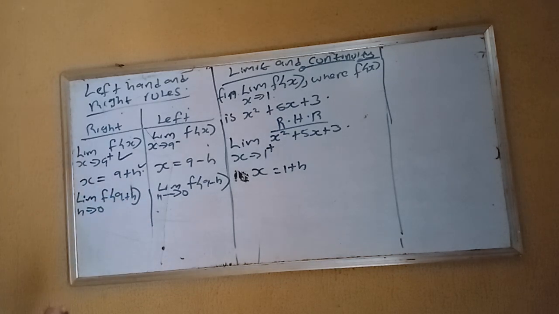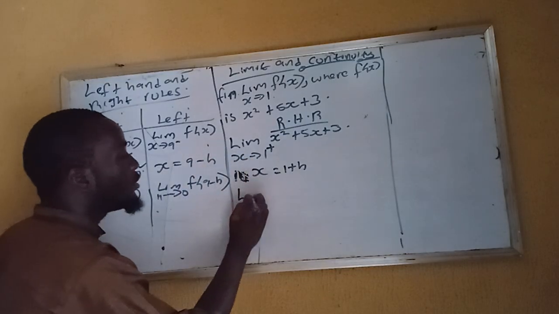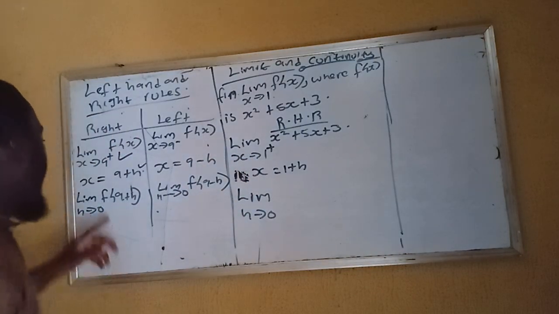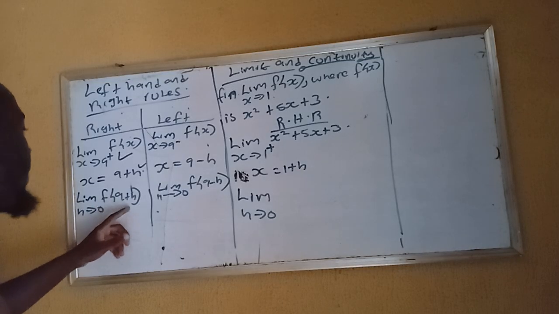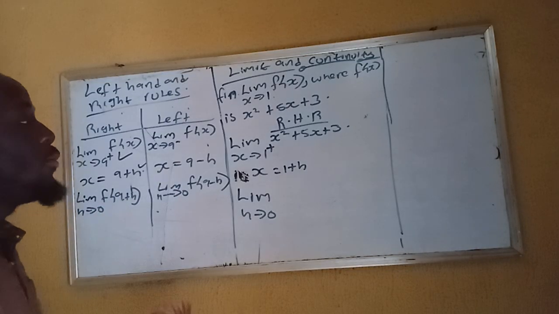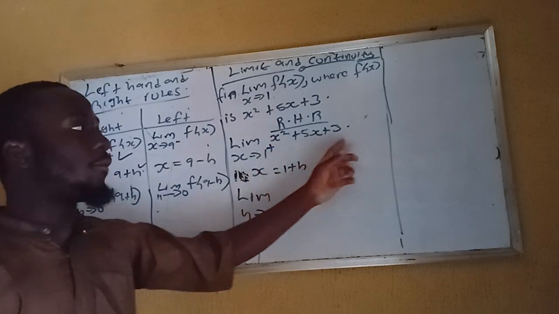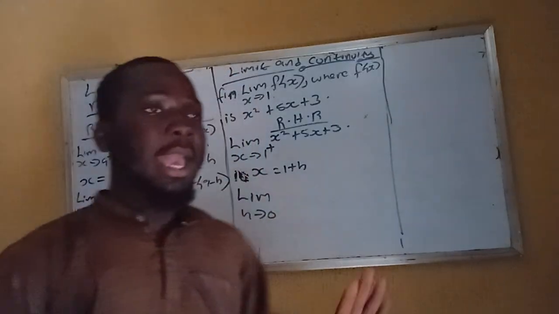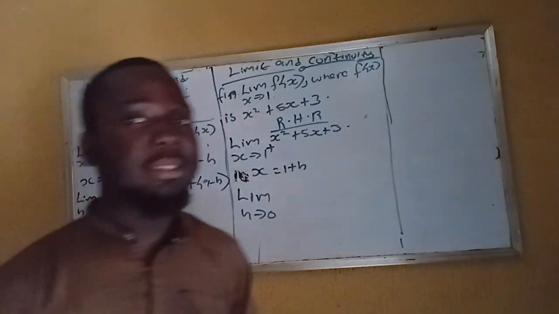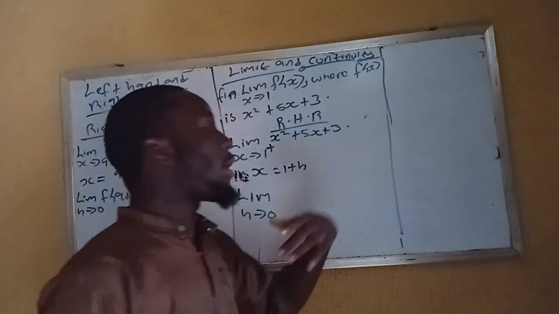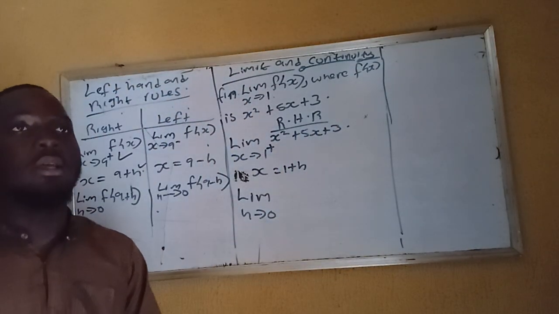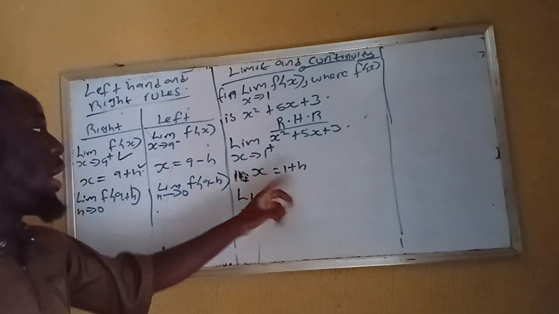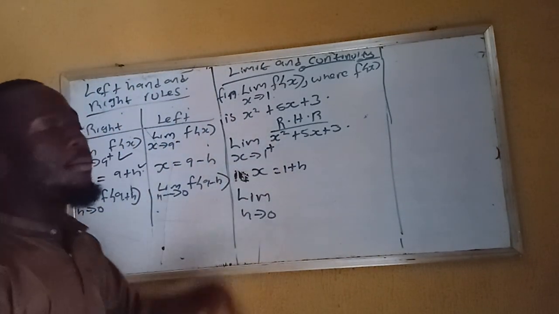This just means that from now, you use the limit as h tends to 0 of f(a plus h), which means that anywhere we see x in this f of x, we represent it as a plus h. Are you getting me? And our a plus h is 1 plus h. So anywhere I see x here, I'll be putting 1 plus h.